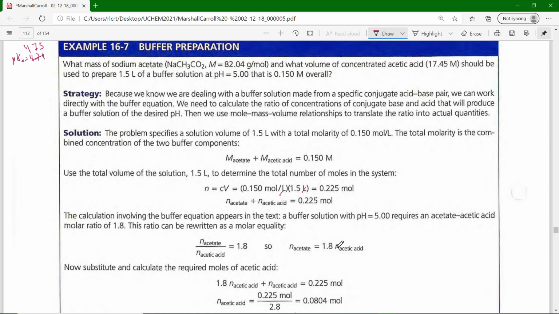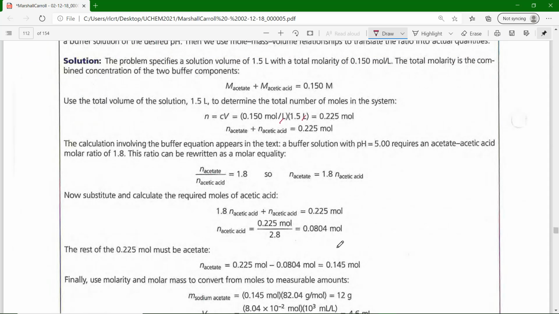Now we've got so many unknowns here. We got to start doing some substitutions and things. Substitute and calculate the required moles of acetic acid.